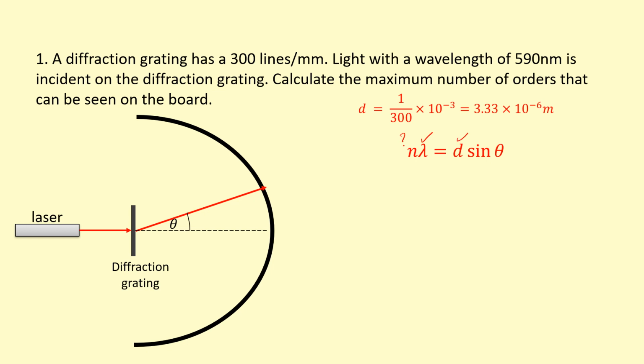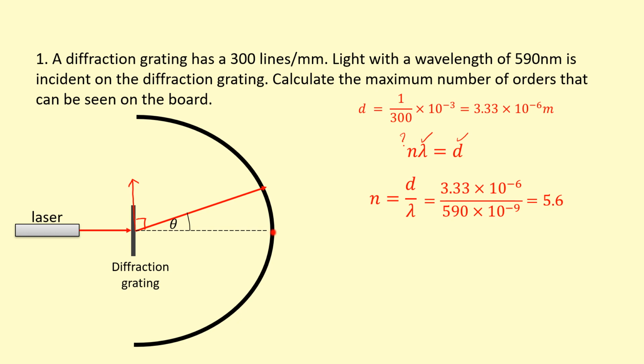So what angle do we use for the maximum order? The biggest angle you can possibly get in this case is going to be 90 degrees. So I'm going to put sin 90. Sin 90 is 1, so it just becomes n lambda equals d. Divide both sides by lambda, then you get the maximum possible order. If I put those numbers in, making sure I'm in meters, I get the maximum number of orders is 5.6.